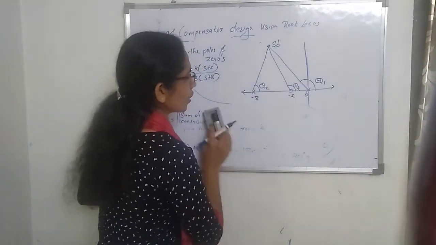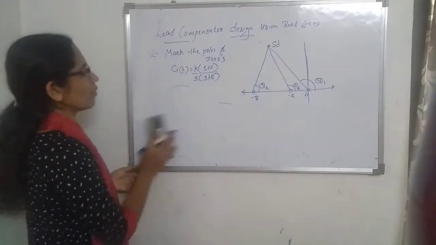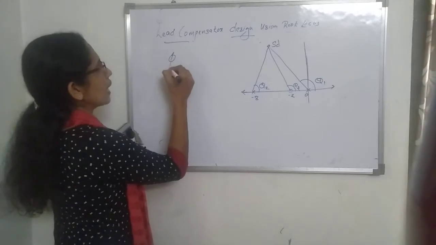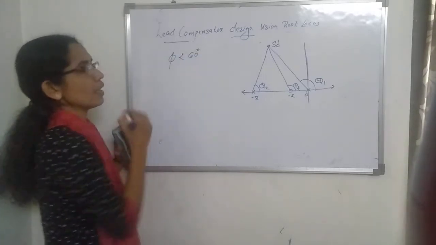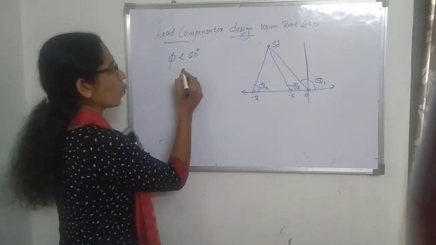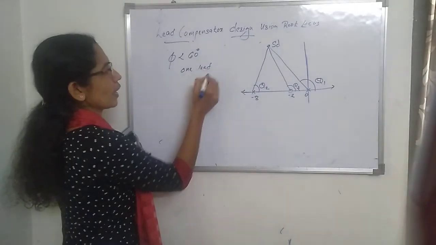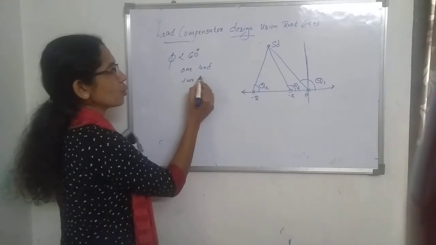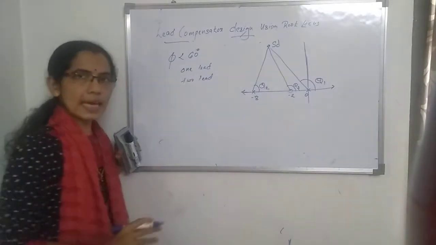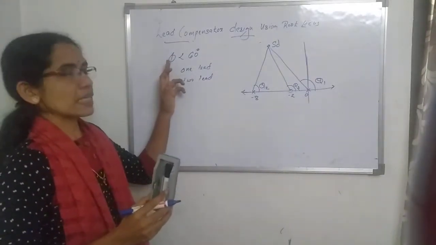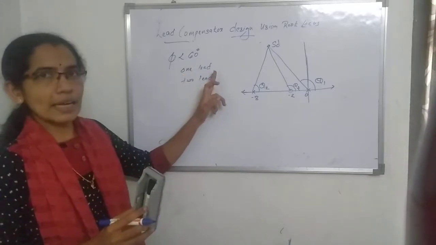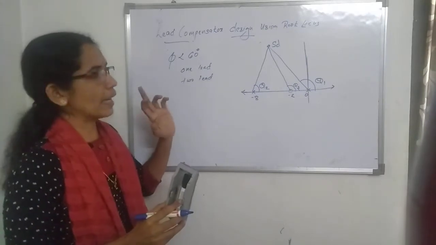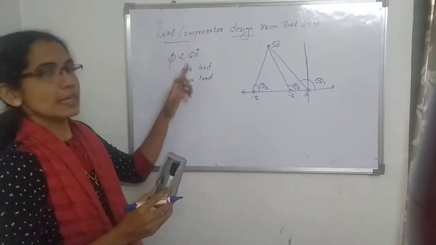What is the conclusion? If phi is less than 60 degrees, we need to design only one lead compensator. If phi is greater than 60, we need to design two lead compensators in cascade. Here phi is less than 60, so only one lead compensator is needed. That is the first condition.